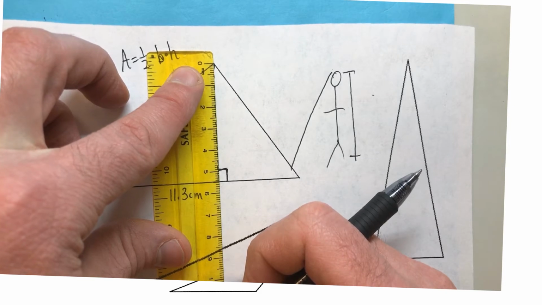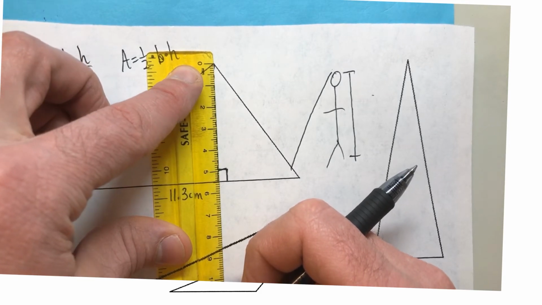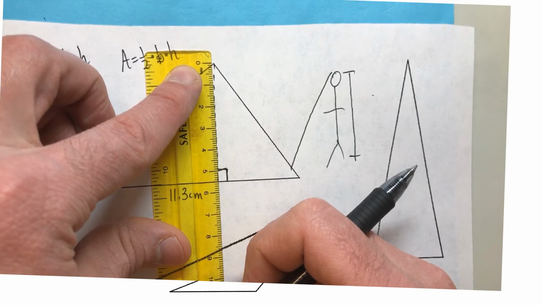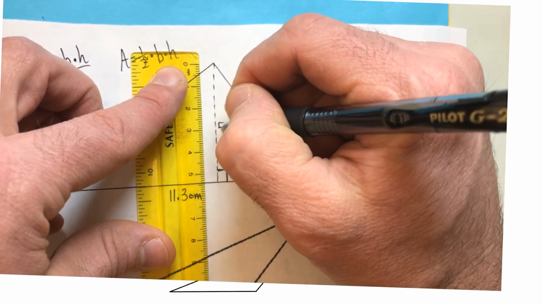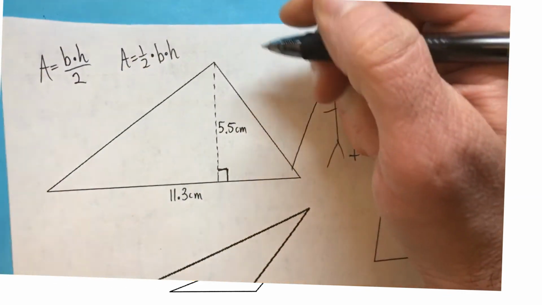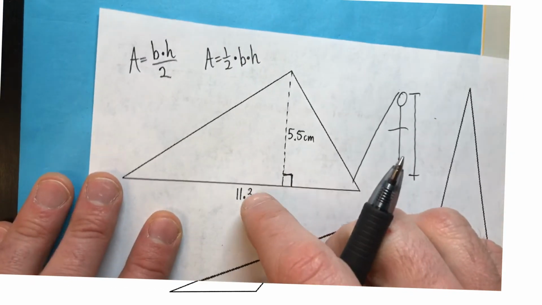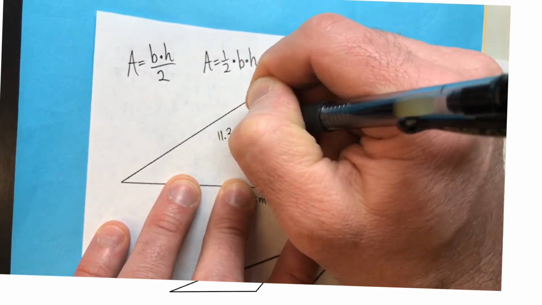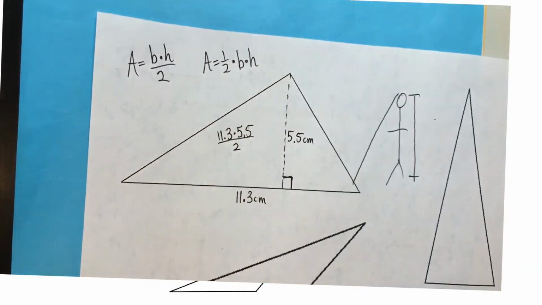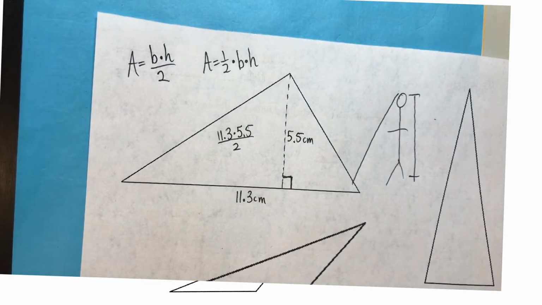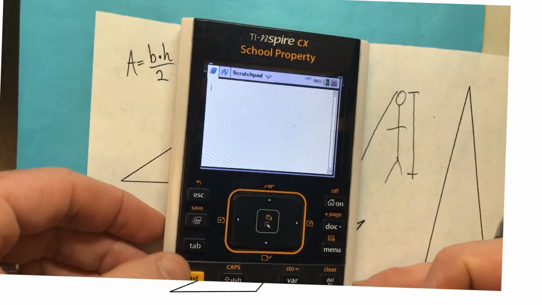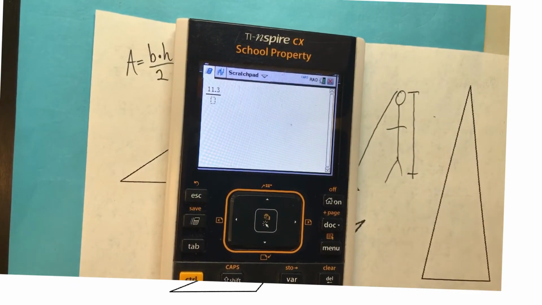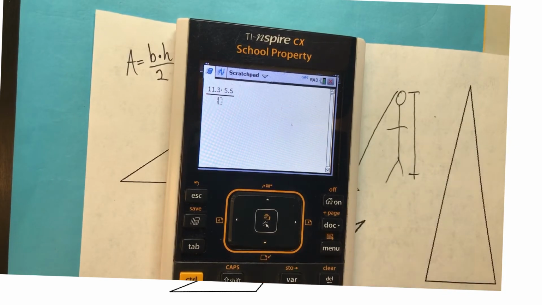So what is the height of this then? 5.45, about 5.5. Okay, so to find the area of it, we just do base times height divided by 2. So 11.3 times 5.5 divided by 2. 31.08, we'll say.